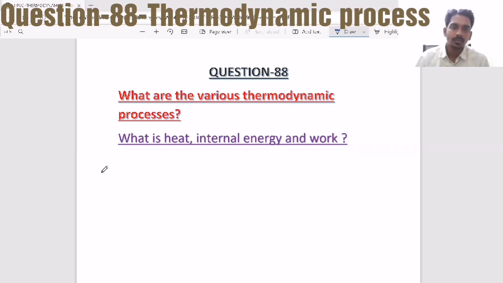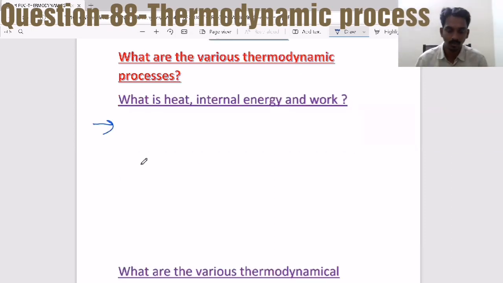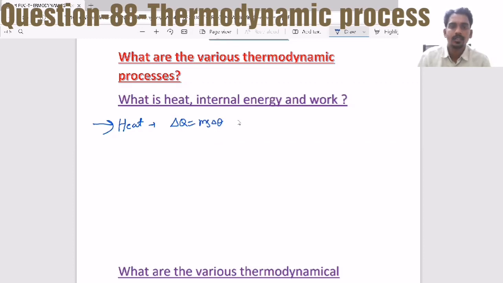Now we are going to study about the various thermodynamic processes. To understand thermodynamic processes, the first thing we have to understand is heat. Heat is a form of energy, and here we need to understand the formula for delta Q, that is m s delta theta, or delta Q equal to n C delta theta.